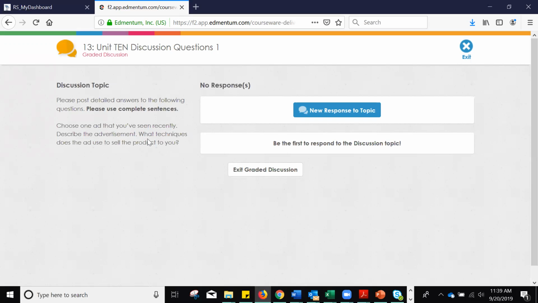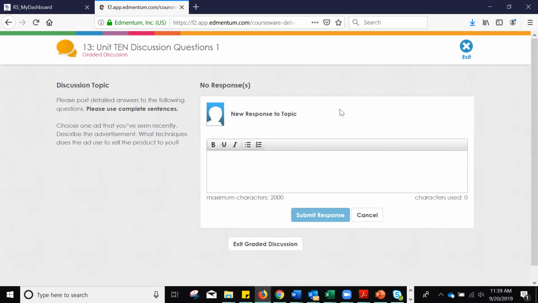And then once you do and you have your discussion written, again, review the rubric and then click on new response to topic. And you can just copy and paste your original response that you wrote into this window here and submit the response. Now remember, responses to discussions need to be 100% your own. They should not be coming from any outside sources, off of the internet, or anything that another student has written and submitted as their response. Again, 100% your own work.